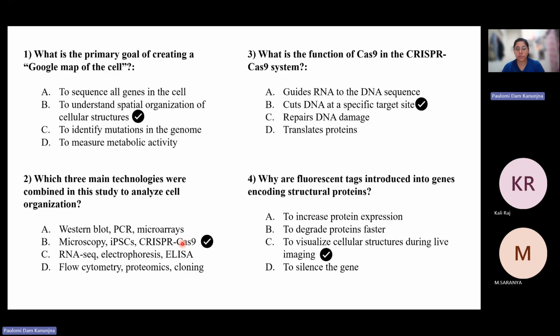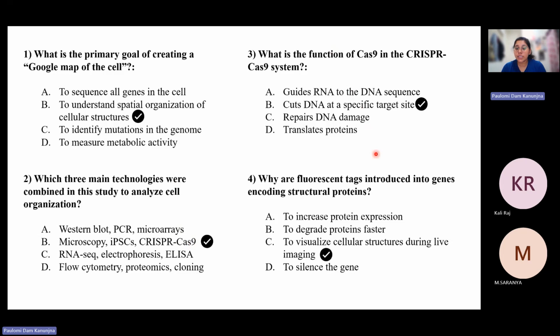Yeah, you have iPSCs because you reprogram the differentiated cells. So you use iPSCs and then CRISPR-Cas9 for your gene editing. Right, and then CRISPR and Cas9, what do these refer to? So Cas9 is basically the one that cuts DNA at a specific target so that you can introduce your desired gene of interest into the genome of the cell.